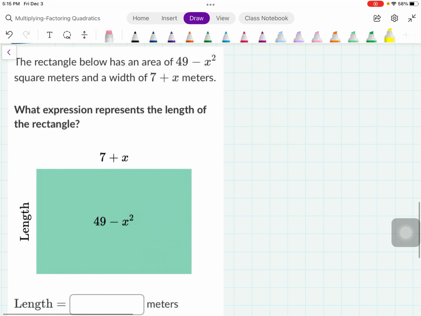And the next one in this case is this area model here. So in this case, it says the rectangle below has an area of 49 minus x squared square meters and a width of 7 plus x meters. What expression represents the length of the rectangle?